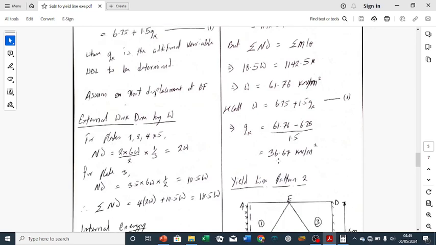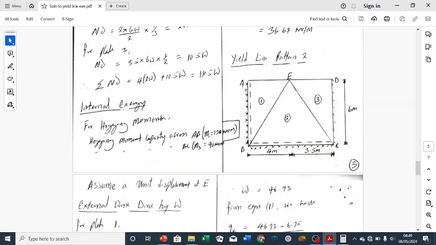And our QK is now given as 3.67 kilonewton per meter squared. And by that we have calculated the variable action that we need using the first yield line pattern. So the next thing we do is to assume another yield line pattern. So this is our second yield line pattern for that tutorial question 2.